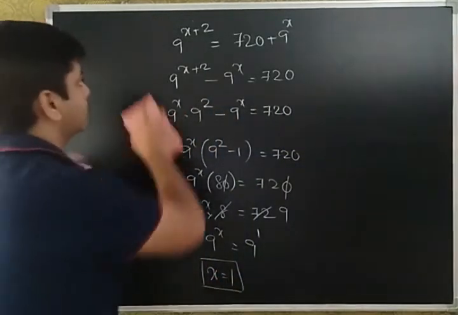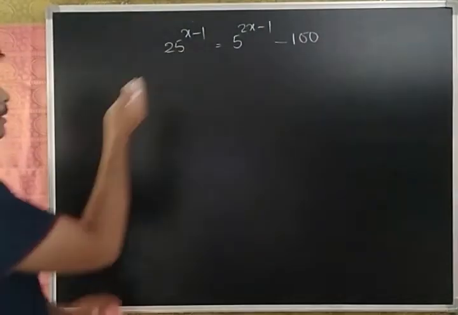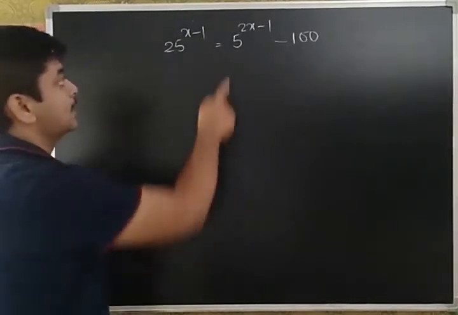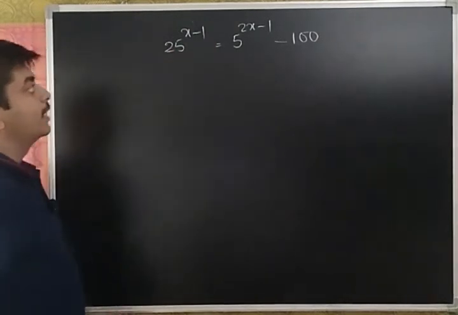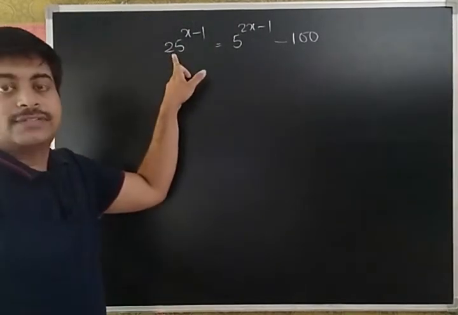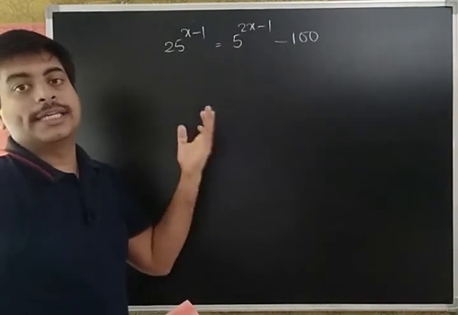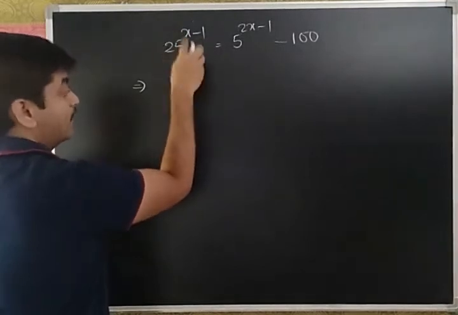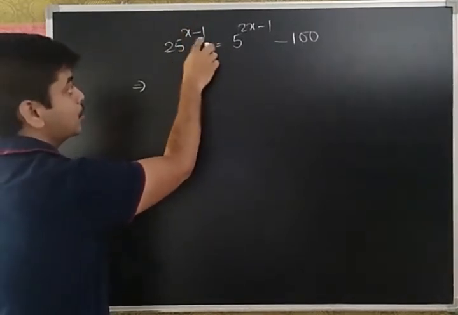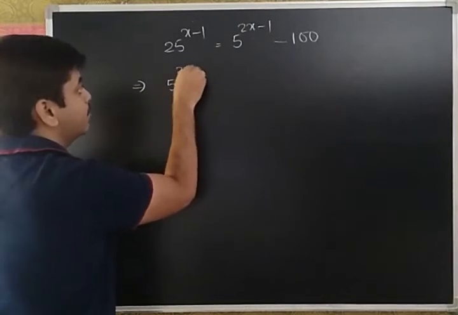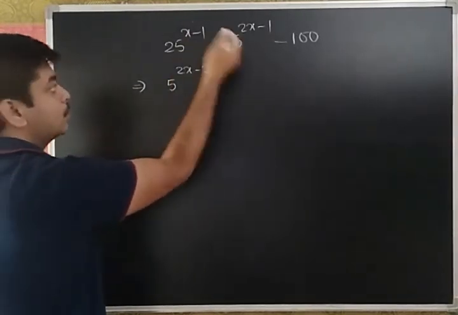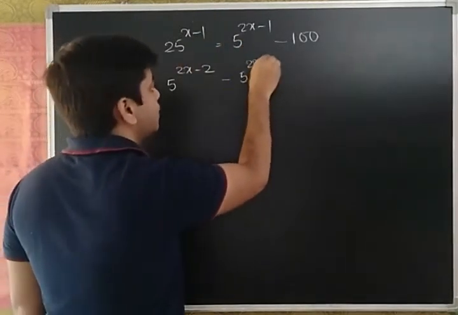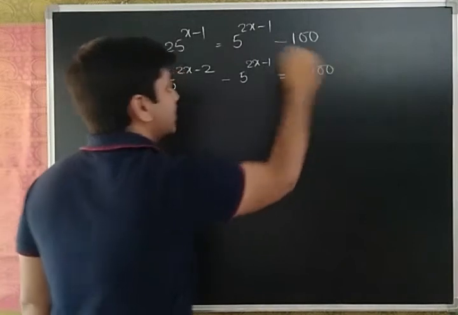25 power x minus 1. So we'll try to see what is the value of x which satisfies this equation. This is in terms of 5, this is in terms of 25. So if we can change this 25 in terms of 5, that is 5 square, it will be easy for us in the next term to take the common term. So I am writing this 25 as 5 square, that 2 gets multiplied to these two terms. So 5 power 2x minus 2, minus, I am bringing this term here, minus 5 power 2x minus 1 is equal to minus 100.